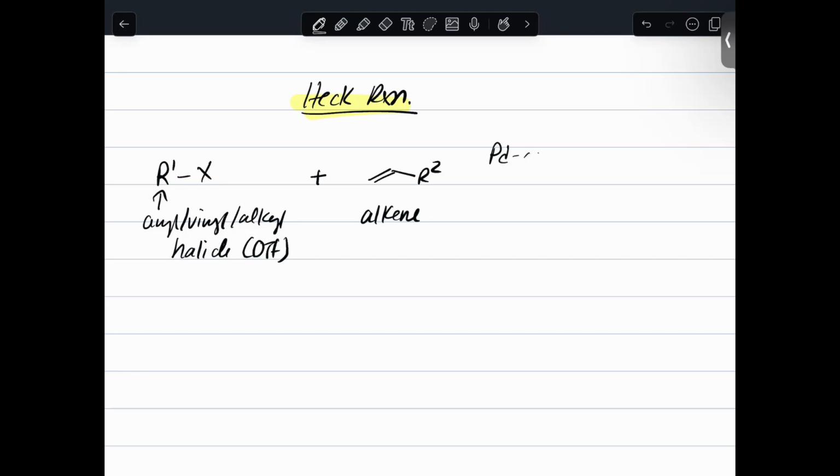The reaction is palladium catalyzed, and you need a base. We talked about the different bases that you can use to form your product, which is typically a trans product. What's so significant about this reaction is that, for the most part, you are forming carbon sp2 bonds bonded to other carbon sp2 bonds.